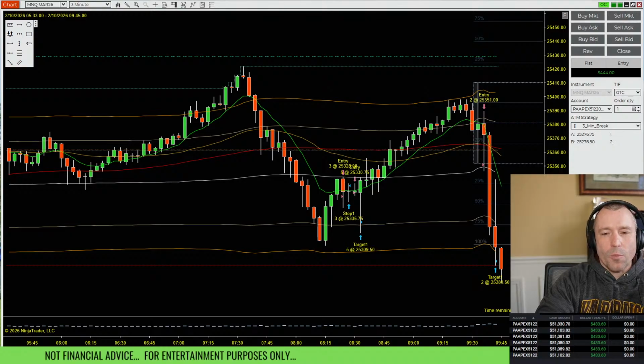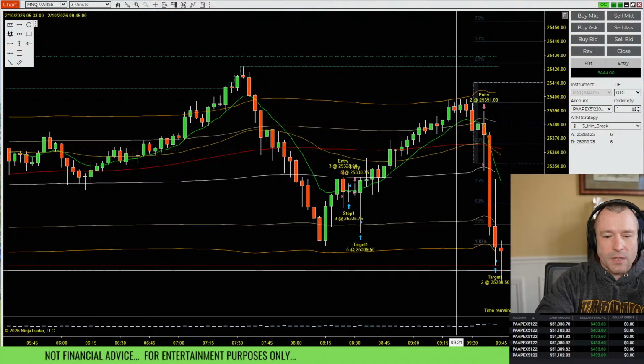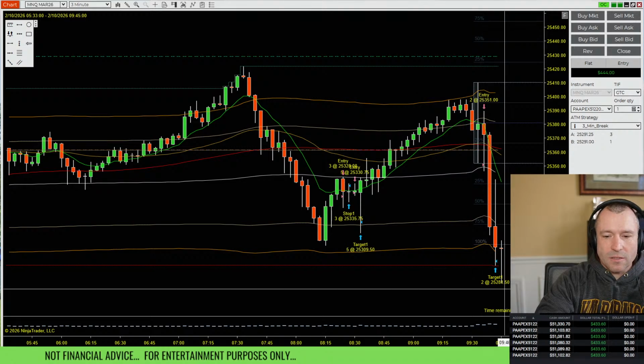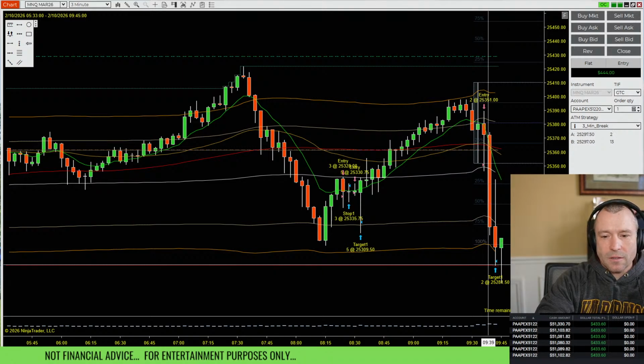But this 3-minute open range break, it seems to work for now, at least. So we're going to go with it. The target is that 100% line. The reason I moved it down a little bit further was because we had the low of day right there. So it just makes sense. And you can see, at least for now, we did wick below the low of day and it's pulling back.